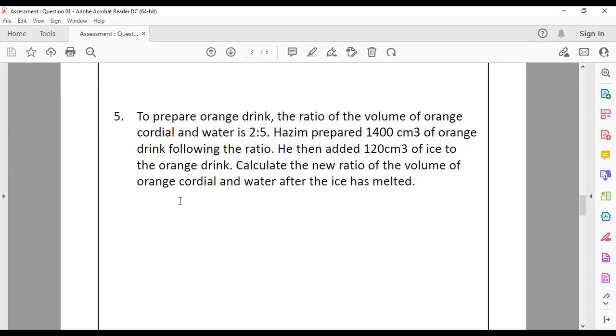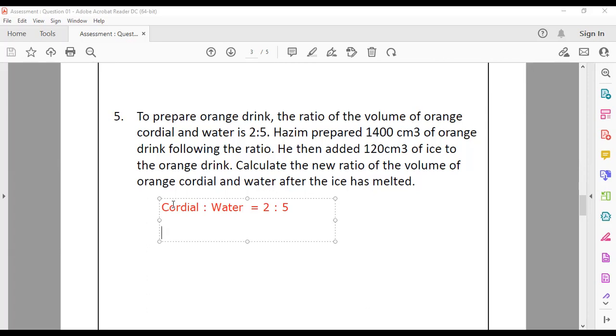Okay, so over here, 2 to 5, we'll start with this. The ratio of the volume of cordial to water is equivalent to 2 to 5 parts. Altogether he made 1,400. That was his total volume. So how many parts was that? That is cordial plus water. Do you understand or not?